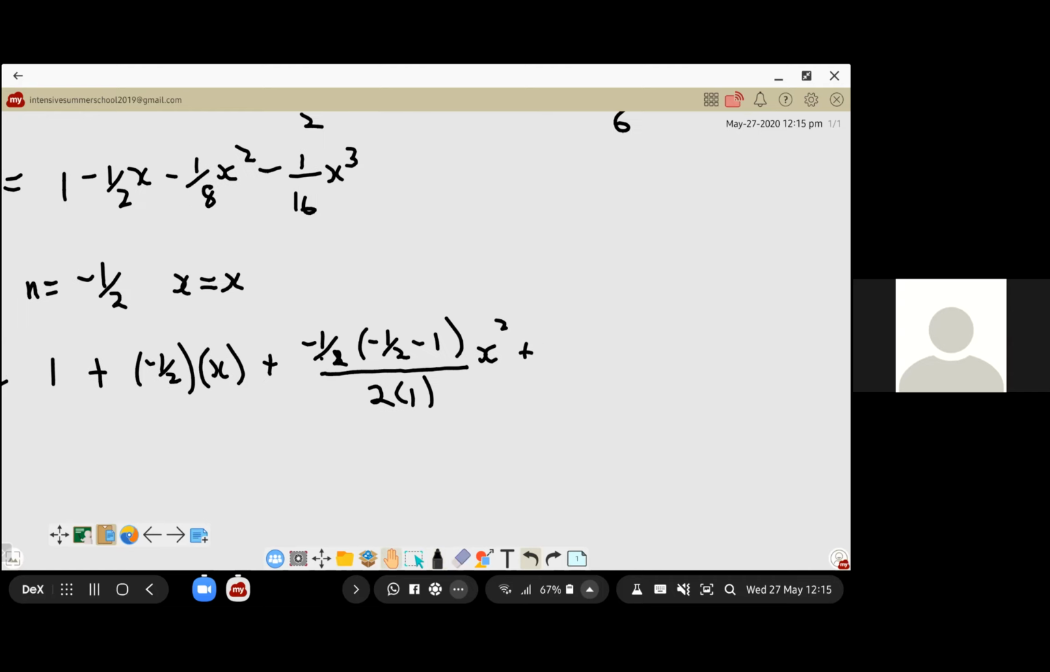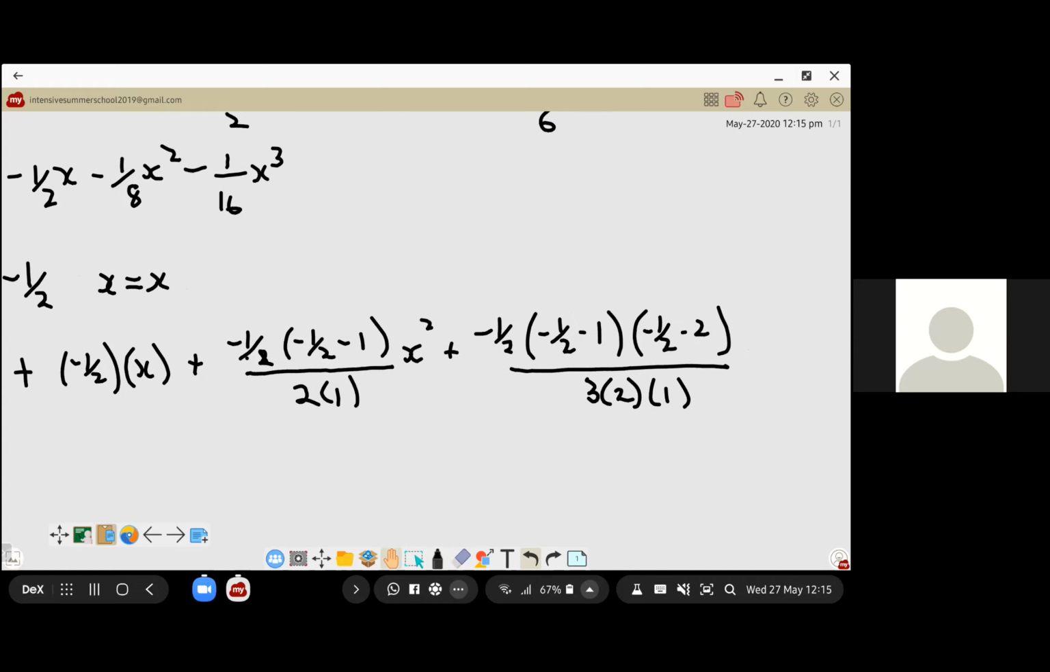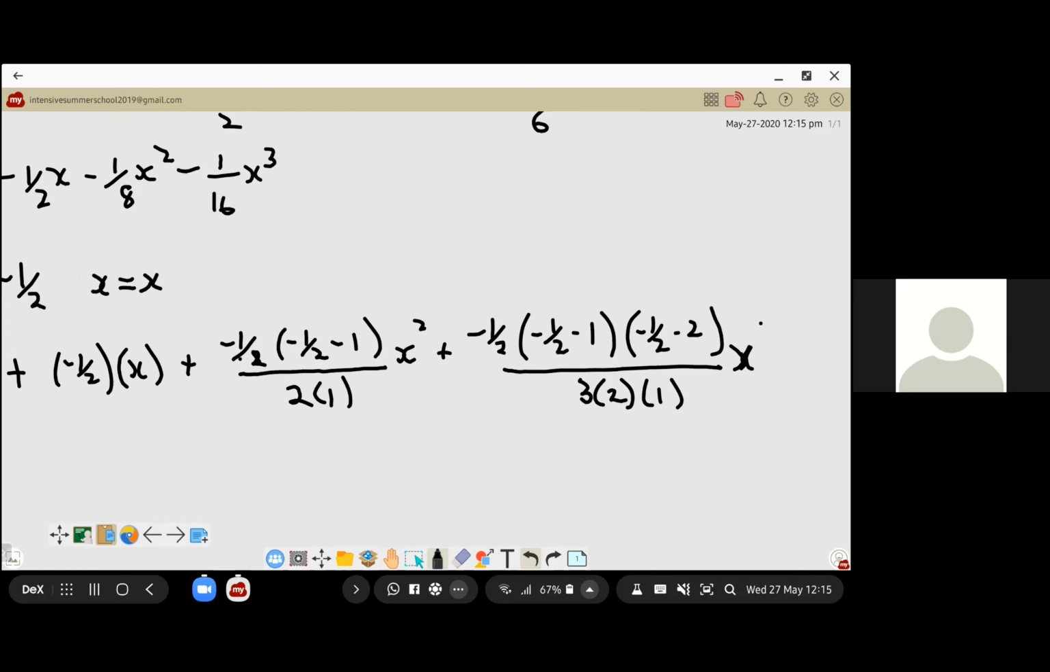And so can someone help us with the next one? Nathan. Plus negative half, negative half into bracket negative half minus 1, negative half minus 2, all over 3 factorial, 3 times 2 times 1. Good. Then what? x cubed. Good.